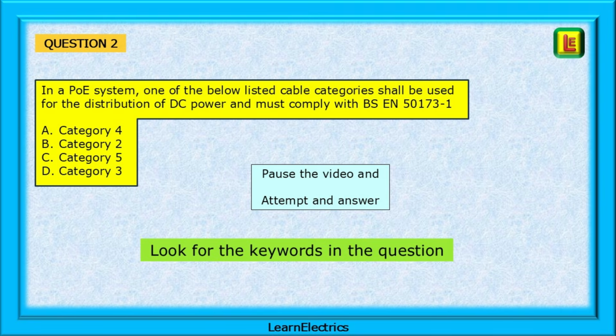In a PoE system, one of the below listed cable categories shall be used for the distribution of DC power, and must comply with BS EN 50173-1. What is the cable category? Pause the video and look for the keywords in the question. They will be there. Attempt an answer and choose just one of the possible answers shown.